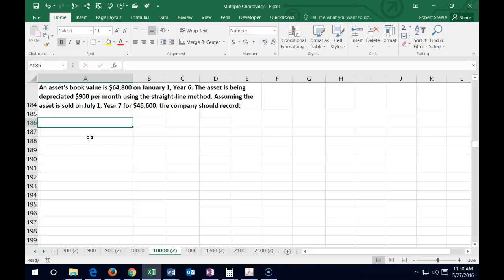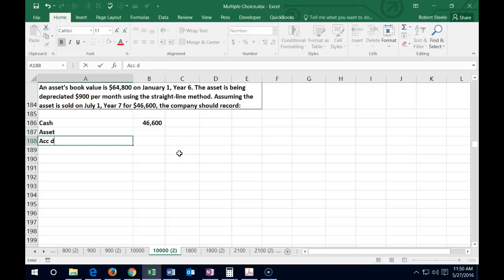So I'm going to say first, is cash affected? It was sold for the $46,600. We sold it, therefore we got the cash. So cash is going to go up by the $46,600. So that much we know. We know that the equipment's got to go off the books. Whatever the asset is, it's a fixed asset of equipment, it's going to have to go off the books. And then we're going to have to account for the accumulated depreciation.